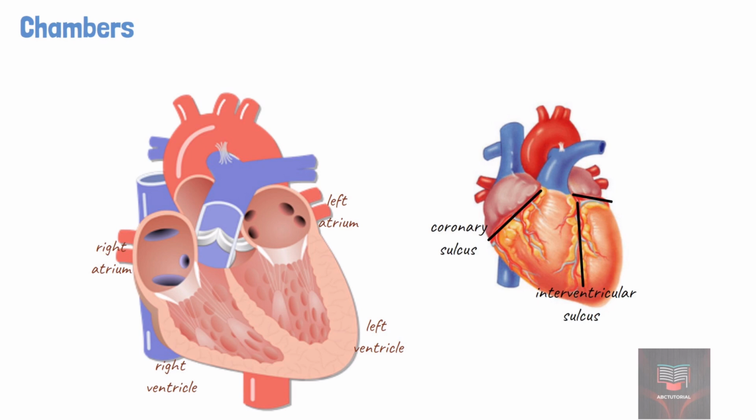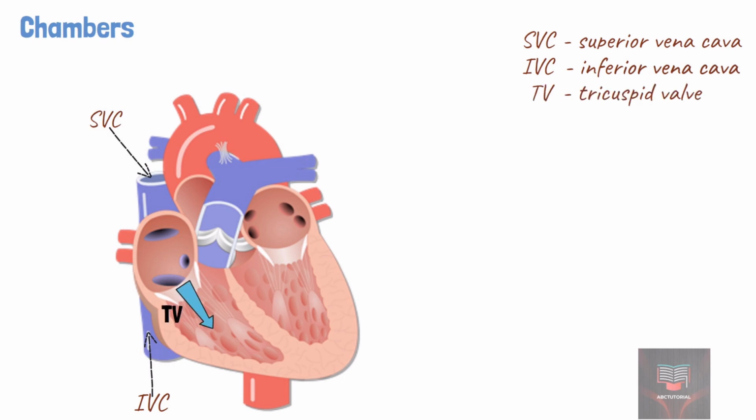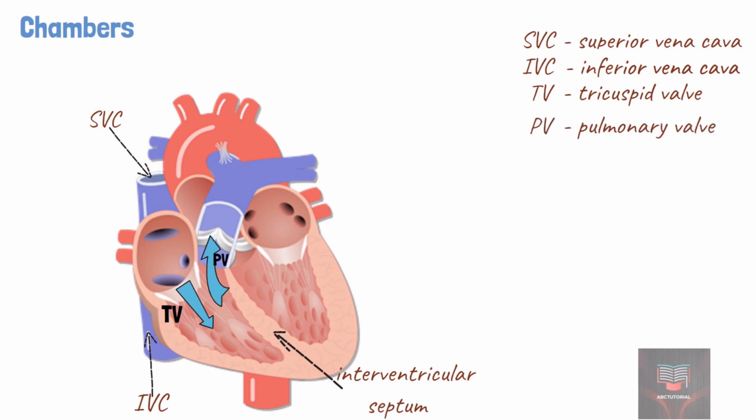The right atrium receives blood from the superior and inferior vena cava and also from the coronary sinus. The right atrium is separated from the left atrium by the interatrial septum, and blood passes from the right atrium to the right ventricle through the tricuspid valve. The right ventricle forms the anterior surface of the heart and is separated from the left ventricle by the interventricular septum. Blood pumped by the right ventricle passes through the pulmonary valve into a large artery known as the pulmonary trunk, which divides into the right and left pulmonary arteries and carries blood to the lungs for oxygenation.